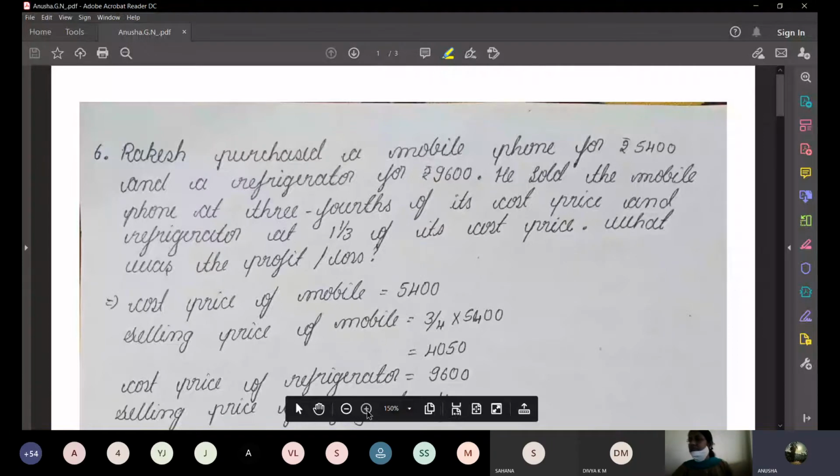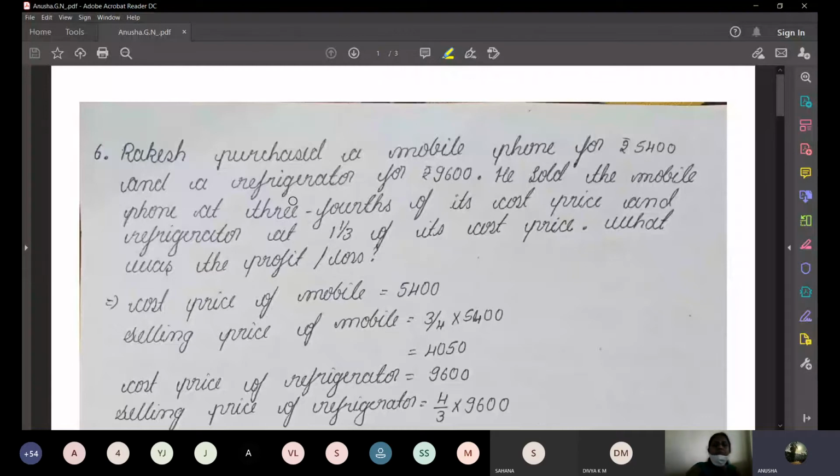Let me start. Rakesh purchased a mobile phone for rupees 5,400 and a refrigerator for rupees 9,600. He sold the mobile phone at three-fourths of its cost price and the refrigerator at one and one-third of its cost price. What was the profit or loss? Let's start. Here is the solution.